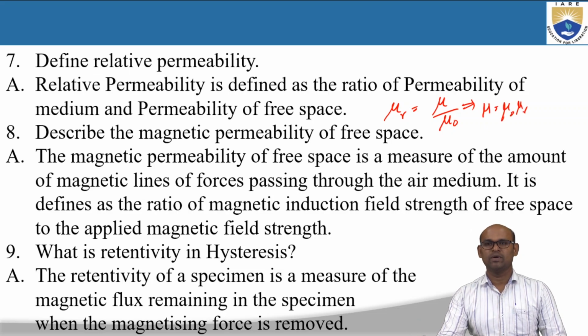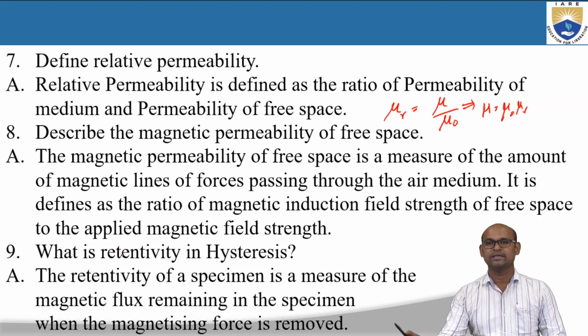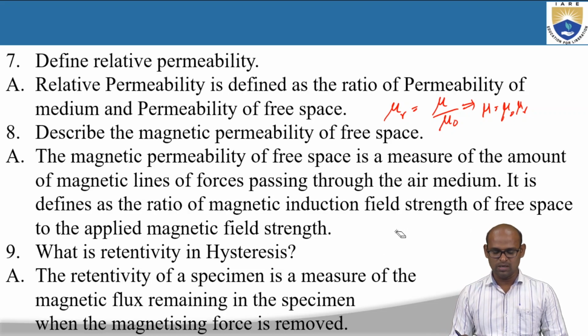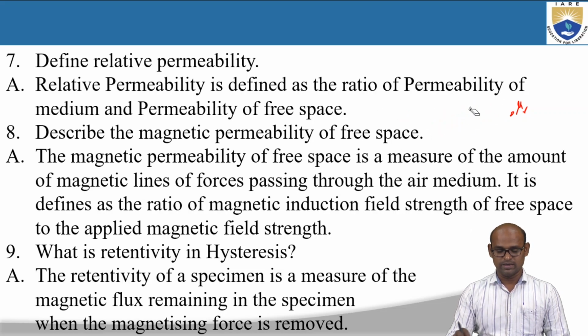Describe the magnetic permeability of free space. The magnetic permeability of free space is a measure of the amount of magnetic lines of force passing through the air medium. It is defined as the ratio of magnetic induction field strength of free space to the applied magnetic field strength.